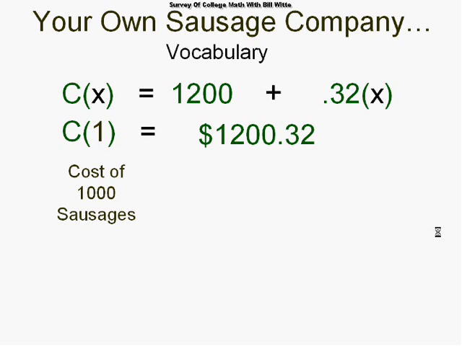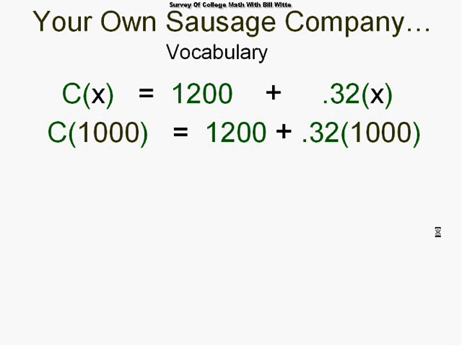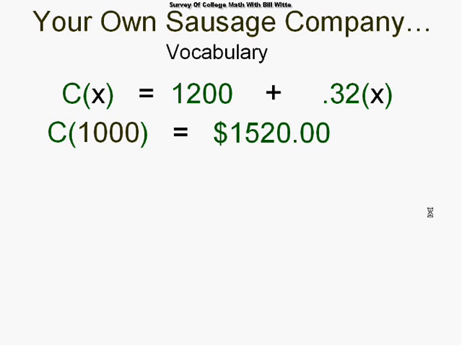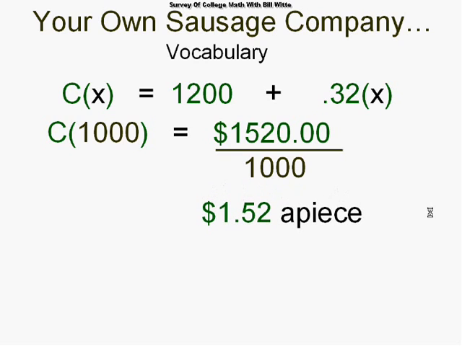What would the cost of 1,000 sausages be? Well, let's put 1,000 in for x. 1,200 plus 0.32 times 1,000 is going to come out to $1,520. Well, if we divide that by 1,000, we'll find out how much each individual sausage cost us. If I made 1,000, it would cost me $1.52 for each sausage.